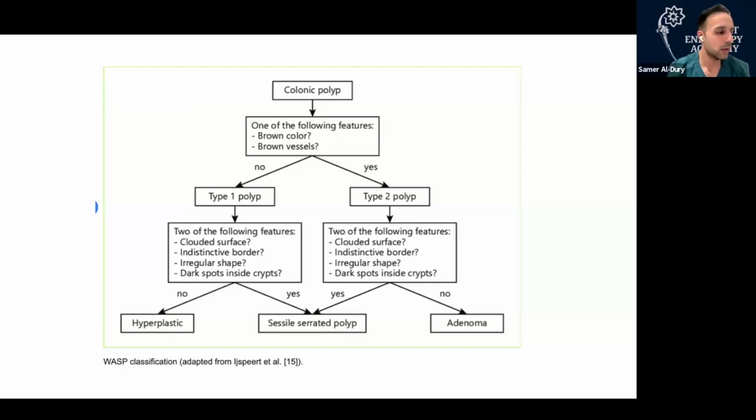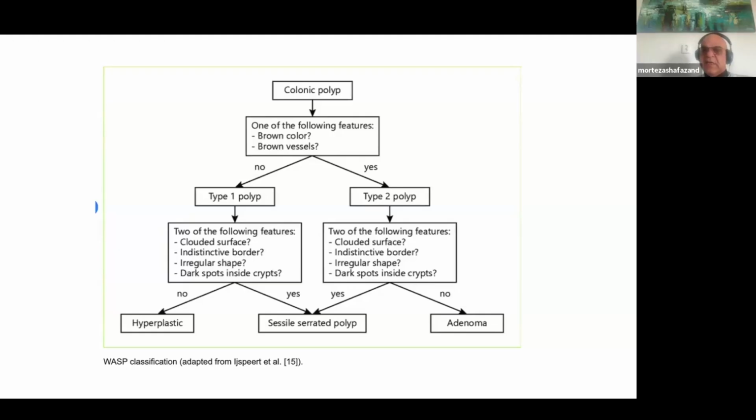I think people use different machines. If you're using Fuji, you can switch to LCI, which reminds you of TXI. And if you're using Pentax, you can use the i-scan and so on. And on top of that, as you said, after intubation of the right colon, maybe do retroflexion to see behind the folds.